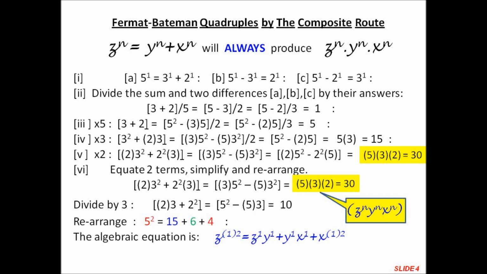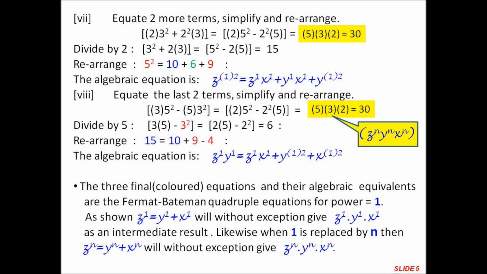The three final terms can be arranged in three different ways, which after simplification and rearrangement produce the three Fermat-Bateman quadruples shown algebraically in blue. The three final equations, coloured red, green and blue, and their algebraic equivalents, coloured blue, are the Fermat-Bateman quadruple equations for power equal to 1.